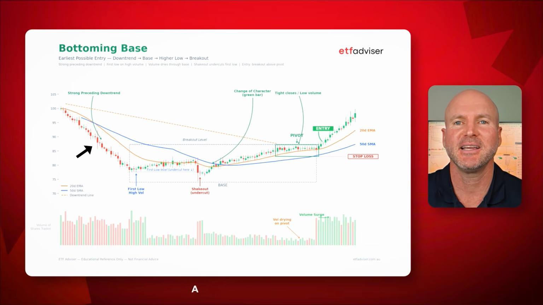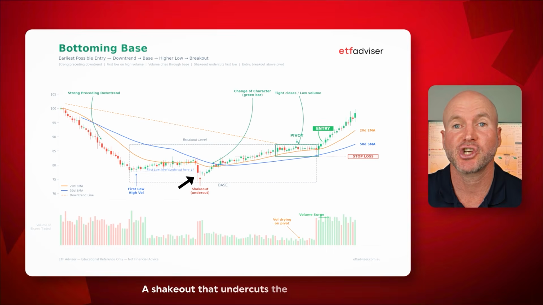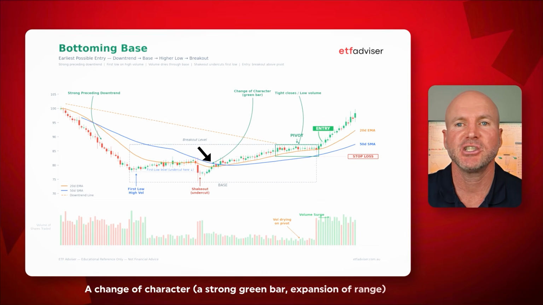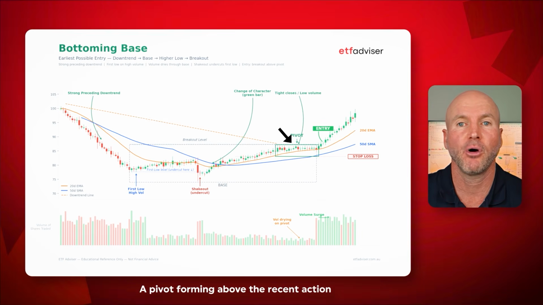What to look for? A clear downtrend, a first low, often on high volume, price starting to base, a shakeout that undercuts the first low, recovery and higher low forming, a change of character, which is a strong green bar and expansion of that range, a pivot forming above the recent action, and a breakout above the pivot. Your entry is above the pivot. The stop is below that pivot area or the recent higher low.